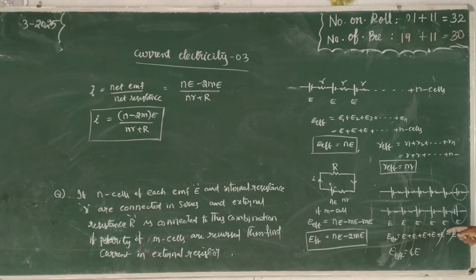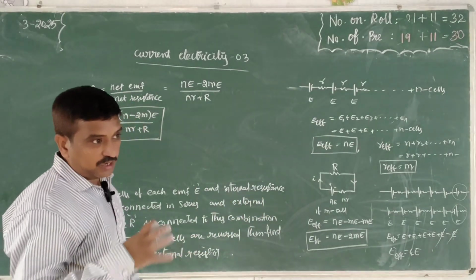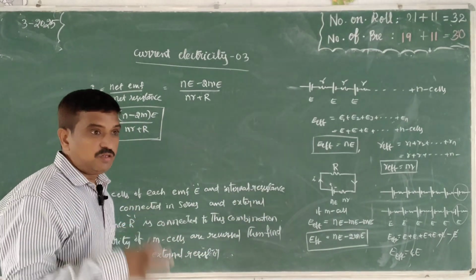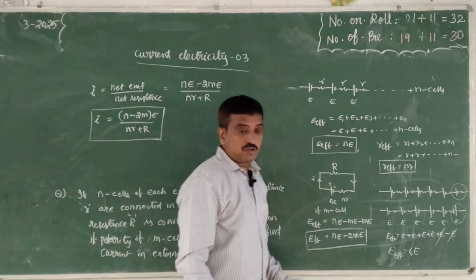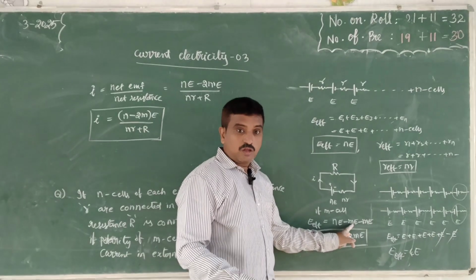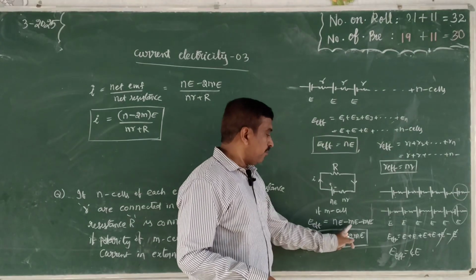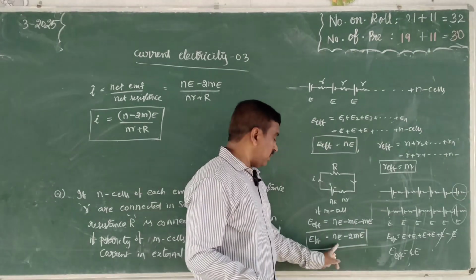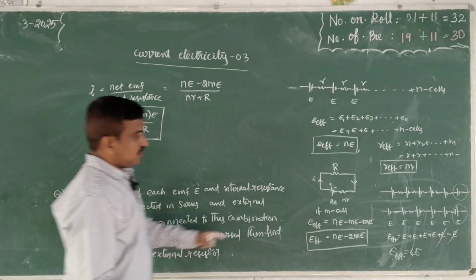Again it will be reversed, reverse means again minus. Polarity change means we write minus. Already we have 5E as the resultant, so 5E minus 1E means 4E. When one cell is connected with reverse polarity, we subtract 2. So M cells have reversed polarity. We remove ME, and since the polarity changed, again we write minus ME. So NE minus ME minus ME means NE minus 2ME is the effective EMF, and the effective resistance is NR.